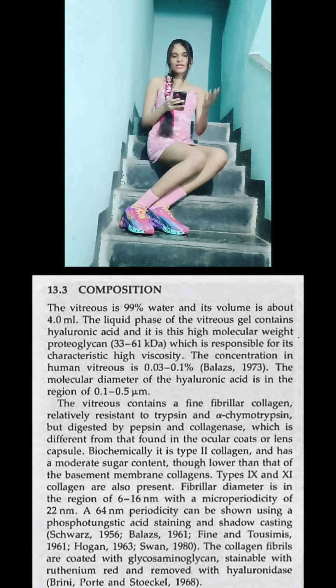Okay, so remember it's hyaluronic acid, 99%. The volume of the vitreous is 4 ml, 99% water, then hyaluronic acid, then it's a proteoglycan, and it is made up of fibrillar collagen. Obviously, collagen is resistant to trypsin and alpha-chymotrypsin, to which the elastin fibers are susceptible, and collagen fibers are susceptible to collagenase and pepsin, to which the elastin fibers are resistant. That we have seen in the chapter where I discussed Marfan syndrome and lens ciliary problems.